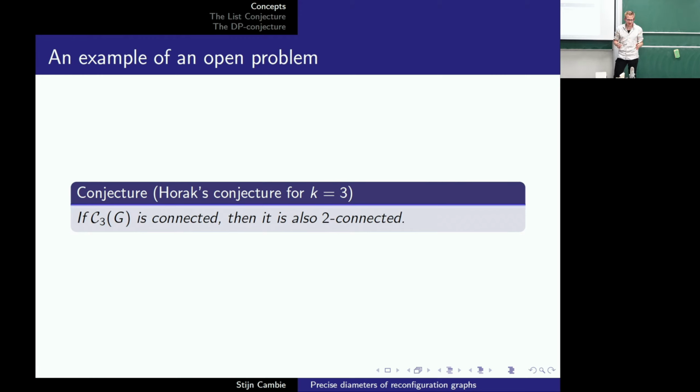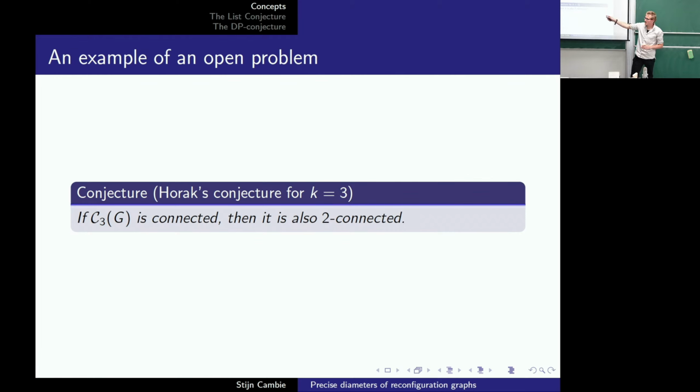So we have all 3-colorings of a graph, and actually you may assume G is bipartite. And we know that C3 of G is connected, so we can reconfigure from any 3-coloring to any other 3-coloring. Then it's conjectured that this graph will be 2-connected. So for example, the C6 is clearly 2-connected, and this conjecture says that this is the case in general.